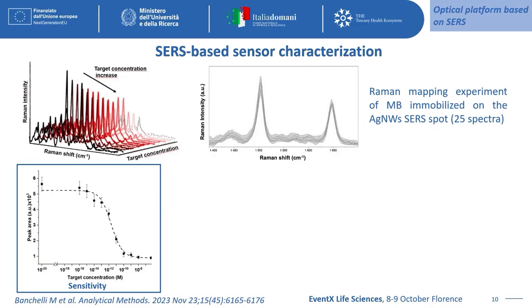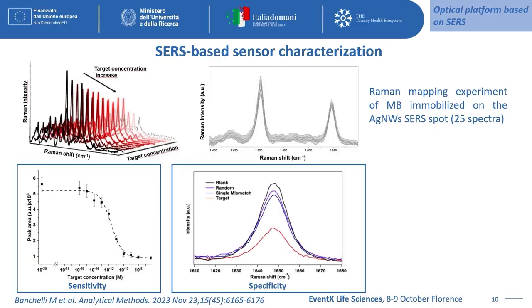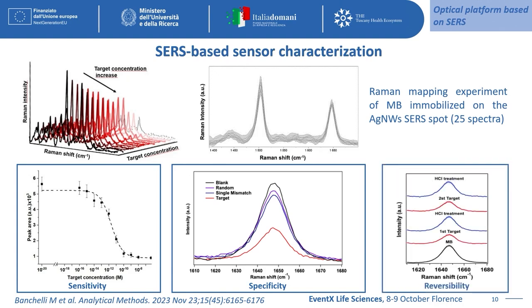Sorry. And it is quite selective. With a single mismatch, we do not have so large a signal, and it is reversible, because if we are now out of the body, we want to use our sensor more times, so we have to regenerate the surface. And so that's quite good results.